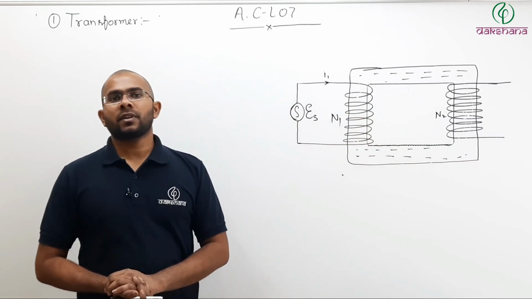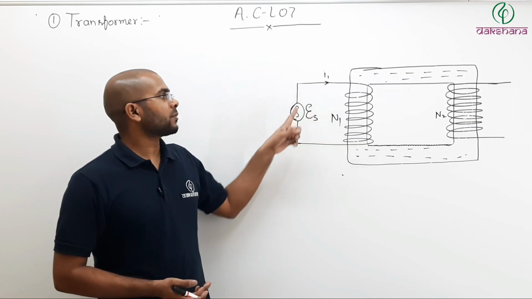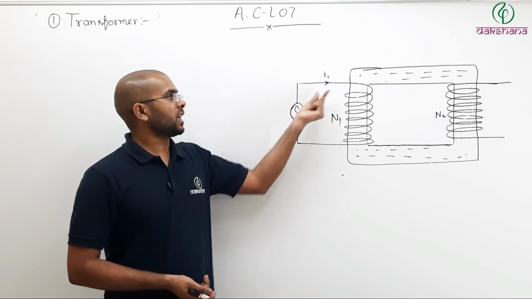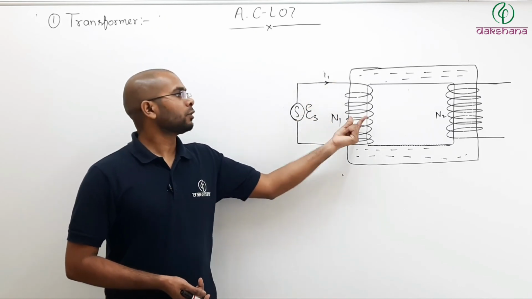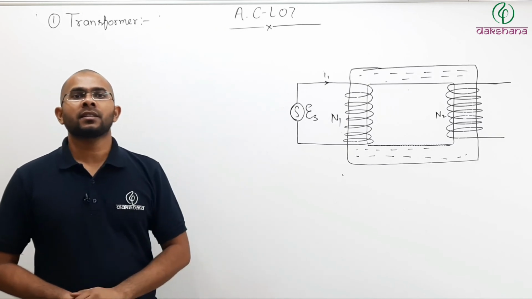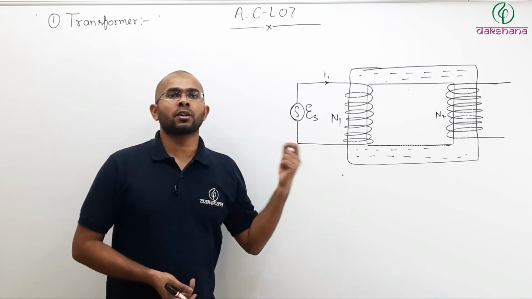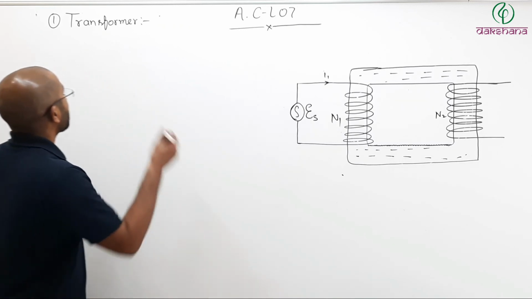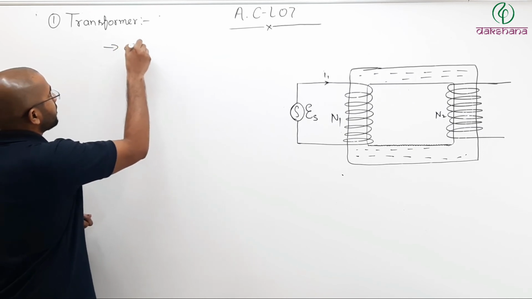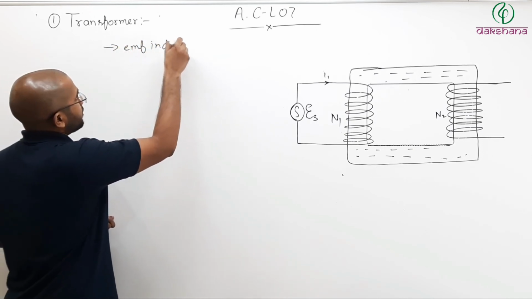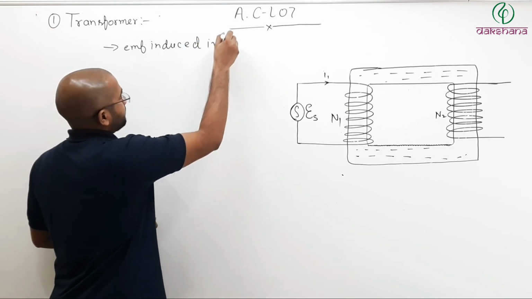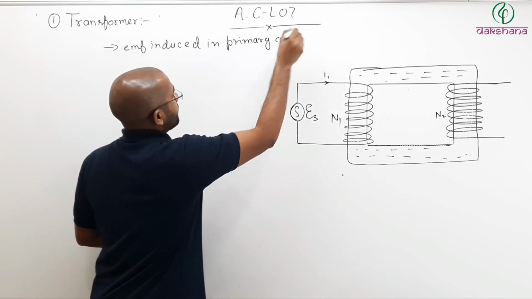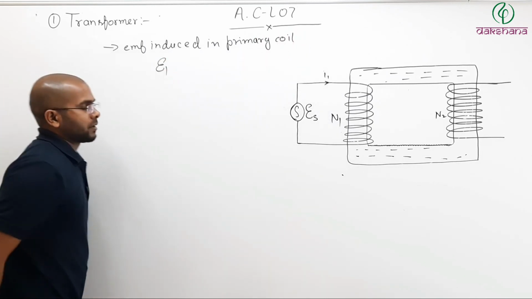Now remember, flux is a function of current, and current is there because of this source, which is an AC source. So since the source is varying, current will vary, and since current is varying, your flux will vary. If flux varies, then there will be EMF induced across the primary coil. So what would be the EMF induced across the primary? Let us say the EMF induced in the primary coil is E1.